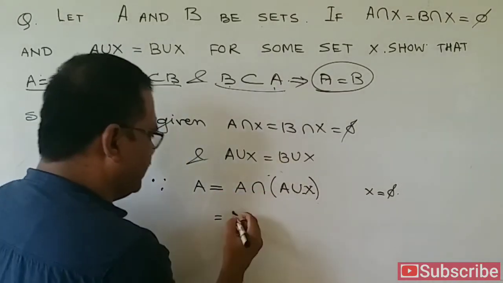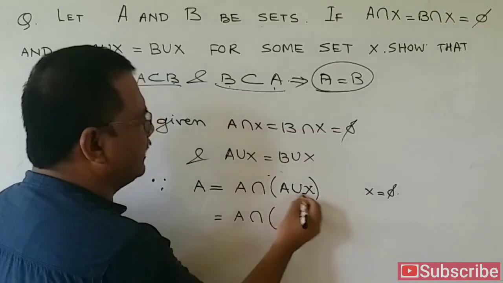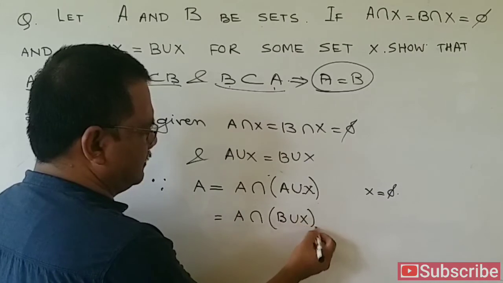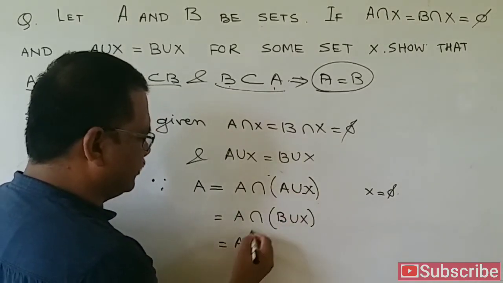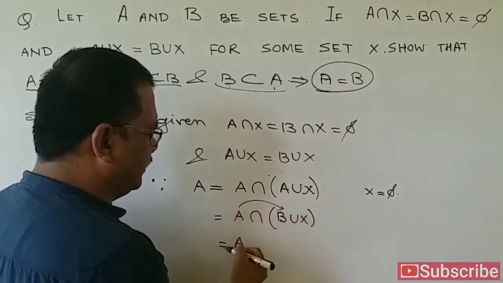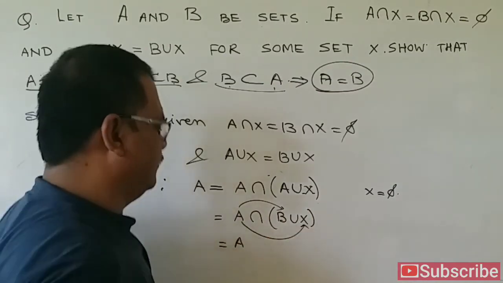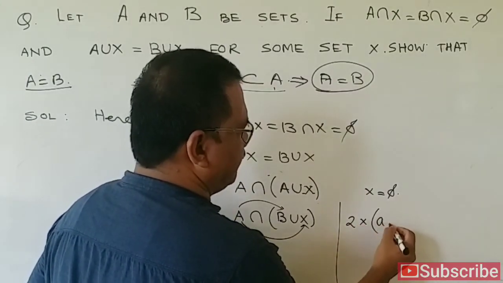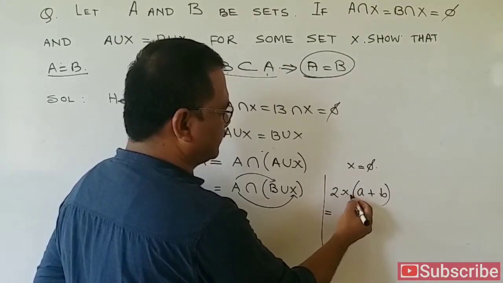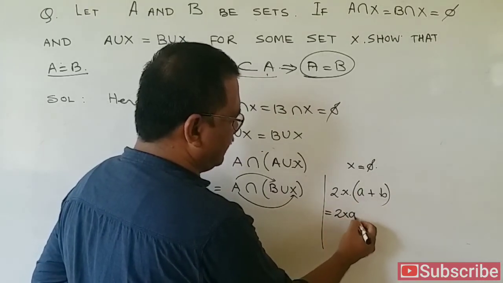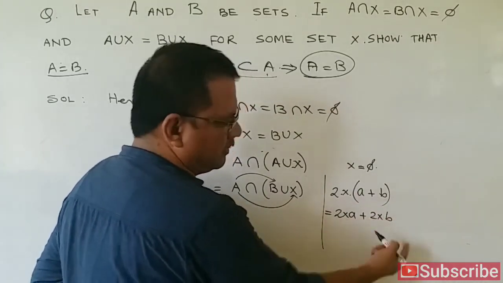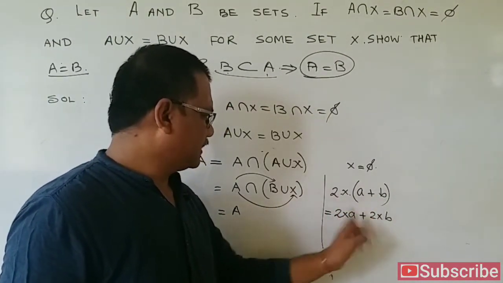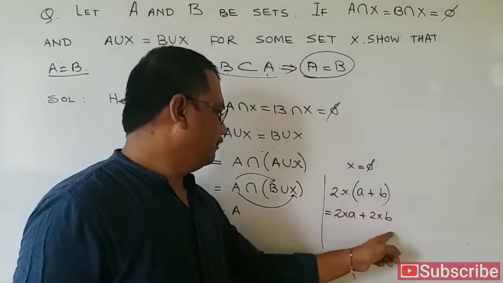So from here, A intersection (A union X) is equal to A intersection (B union X). Let us substitute that. Then using the distributive law, A will go with this, A will go with this. What is the distributive law? 2 into (A plus B), how do you expand it? 2 into A plus 2 into B. This is how you expand, isn't it?